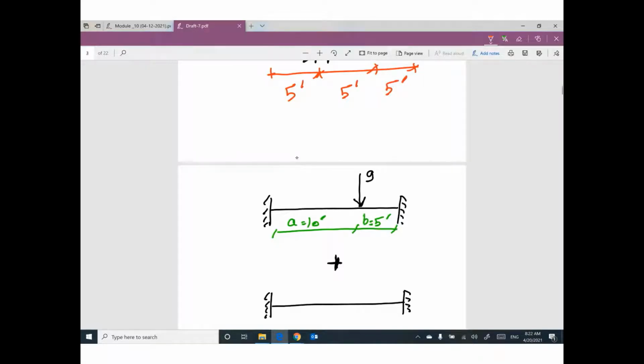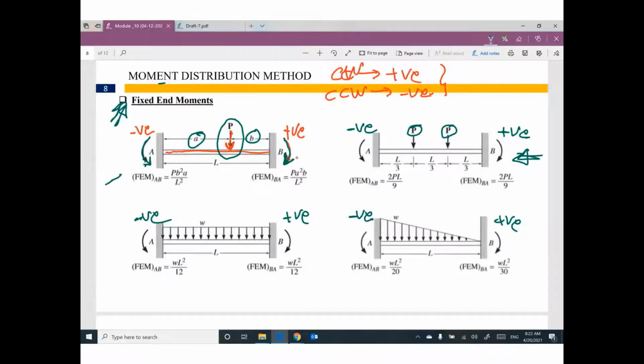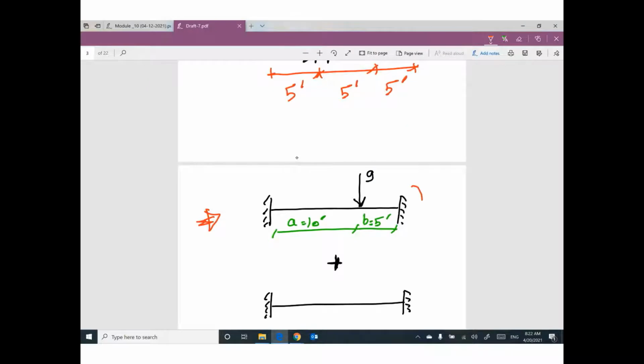Yes, because this case looks like this one. Exactly. So we will have concentrated moment like this and like this. Your value will be P B A square divide L square, and P A square B square divide L square. So I can get a value and I can get a value. I can tell you what is the value.